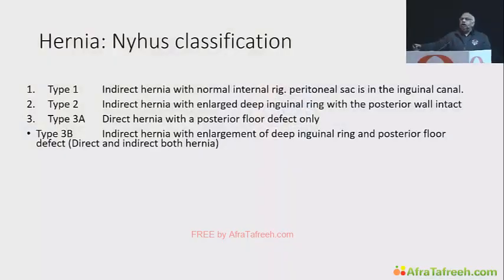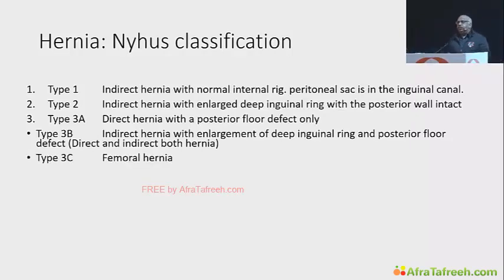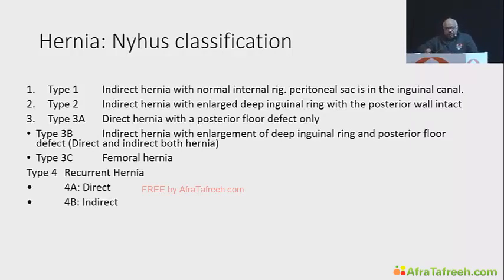Pure direct hernia, I will say as posterior wall weak and internal ring normal. B is direct, indirect, so posterior wall weak and internal ring is wide. So B is called pantaloon hernia. When we have both direct and indirect, it's called pantaloon. This is MCQ. So remember, type 3B is a pantaloon hernia. And type 3C is femoral hernia. As far as type 4 is concerned, it's just a recurrent hernia, A, B, C, and D. A is a direct hernia, B is an indirect hernia, C is femoral, and D is combined.